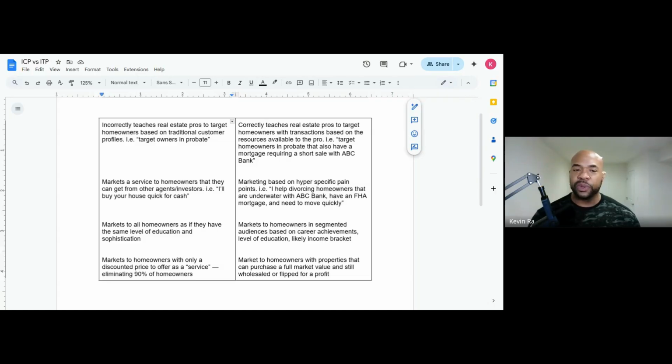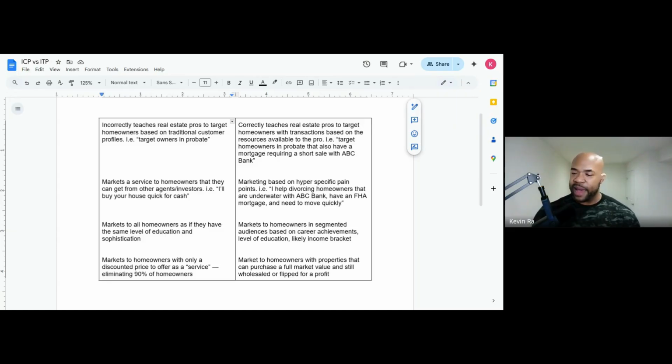So you look at the right under ITP, okay, yeah, we're going to target homeowners in probate that also have a mortgage requiring a short sale with ABC Bank. Now, let's say I already have a relationship, and those of you who are in Audience Igniter are learning how to build relationships with banks. So if I have a chance to do a deal with a bank where I already have a pre-existing relationship, then that transaction trumps the transaction where I'm just targeting someone simply because they're in probate, right?